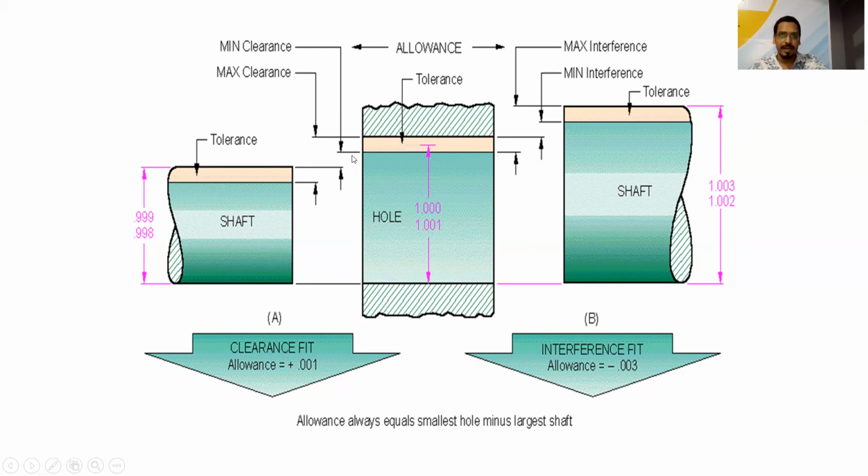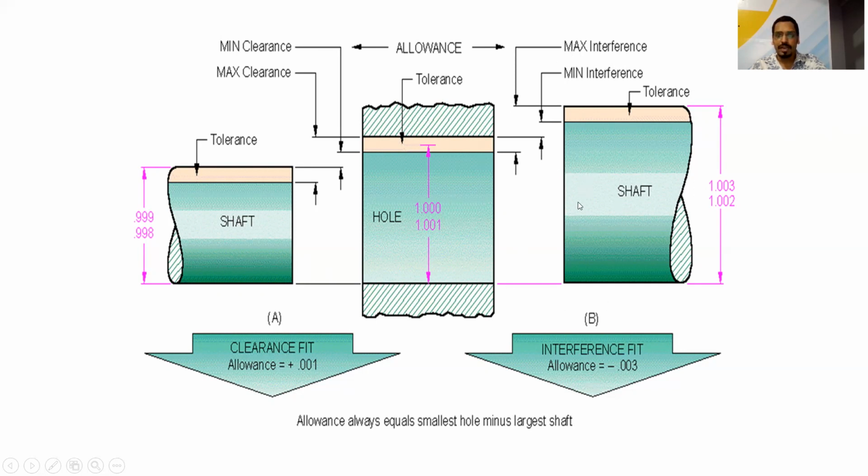Maximum clearance is given by the upper limit of the hole and the lower limit of the shaft, and the minimum clearance is given by the lower limit of the hole and the maximum limit of the shaft. So this is the clearance fit, because allowance is positive 0.001. But in this case shaft is greater than the hole, so that's why it is okay. The example of interference, the maximum interference and the minimum interference.